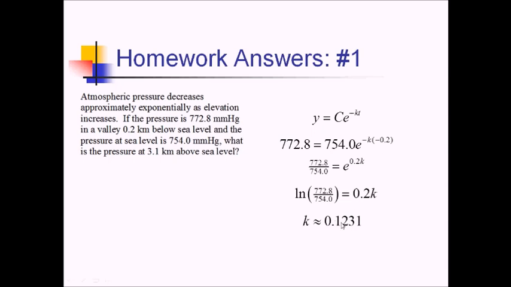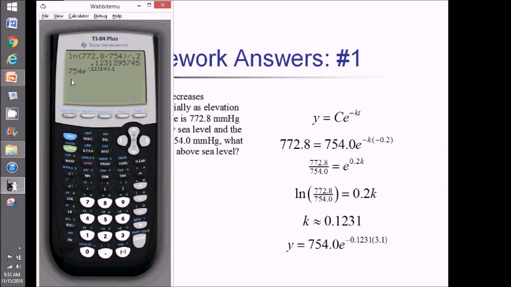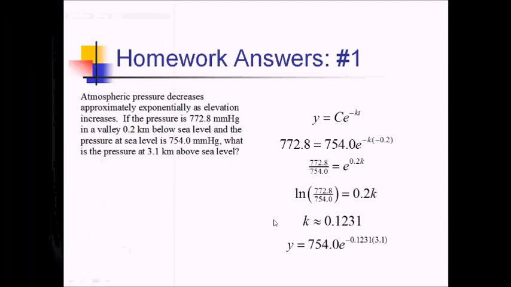Now that I got my k value, I can plug it in along with a t value of 3.1 this time, still using that initial C value of 754. And if I make that plug in, I will now figure out the pressure at 3.1 kilometers above sea level. Let's plug this in the calculator. So here we are, 754 times e to negative 0.1231 times 3.1, comes out to 514.802. We'll take it out to 3 decimals, and that's going to be in millimeters of mercury.